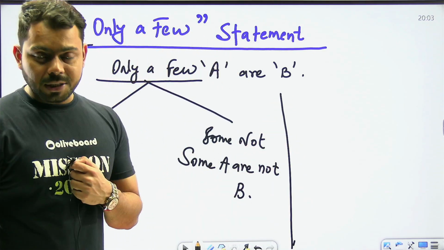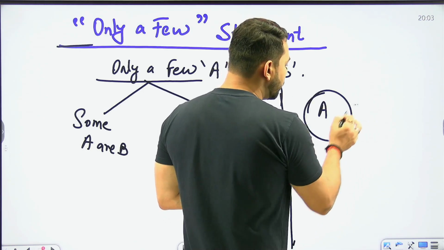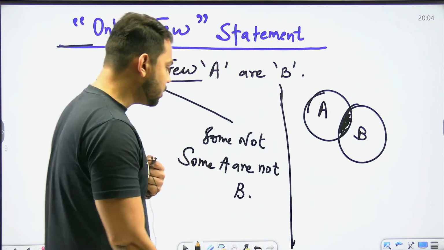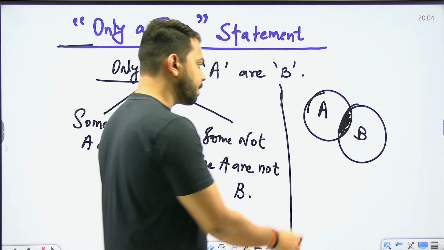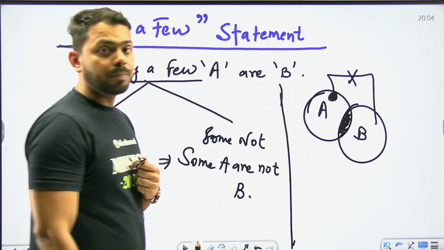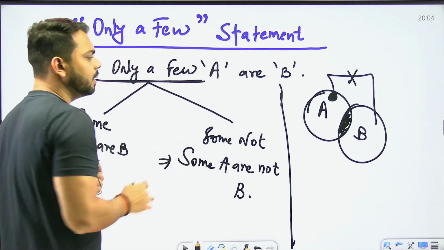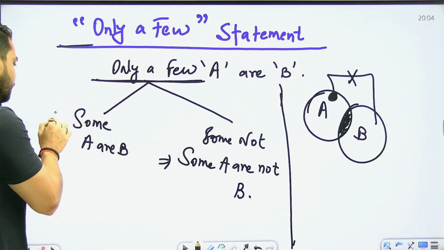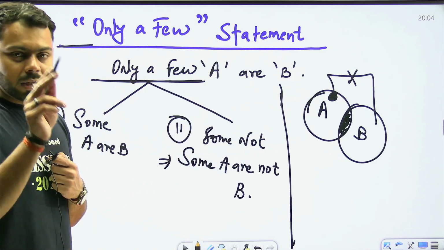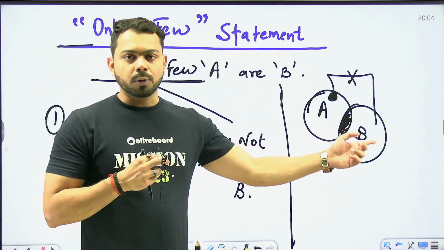If you have to show this relation through a Venn diagram, how can you show it? First we will draw some A are B: some part of A is B. And it is also given that some A are not B, that means some part of A is not B. So this "only a few" type of statement defines two types of relation. First is some A are B and second is some A are not B. You have to draw both relations in the Venn diagram.